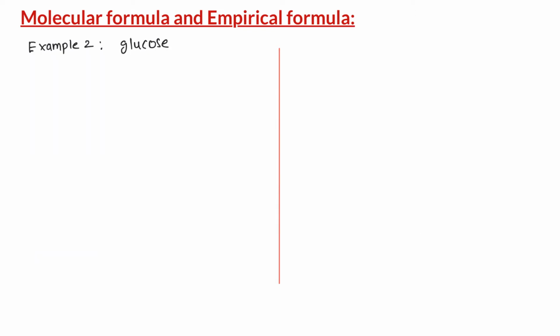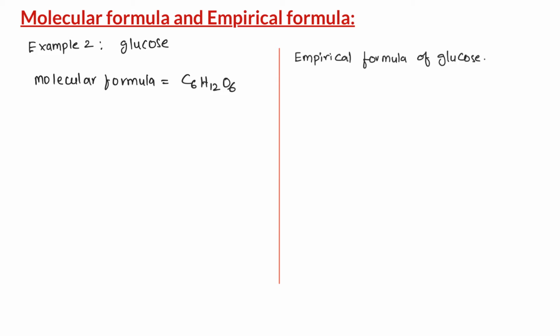Example 2. Glucose. The molecular formula of glucose is C6H12O6. The molecular formula tells us that each molecule of glucose contains 6 carbons, 12 hydrogens, and 6 oxygens. Now let us calculate the empirical formula for this molecule. The ratio of carbons to hydrogens to oxygens is 6:12:6.